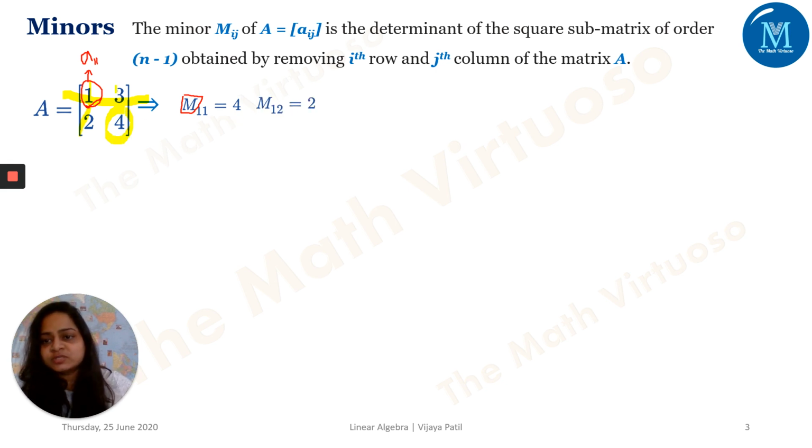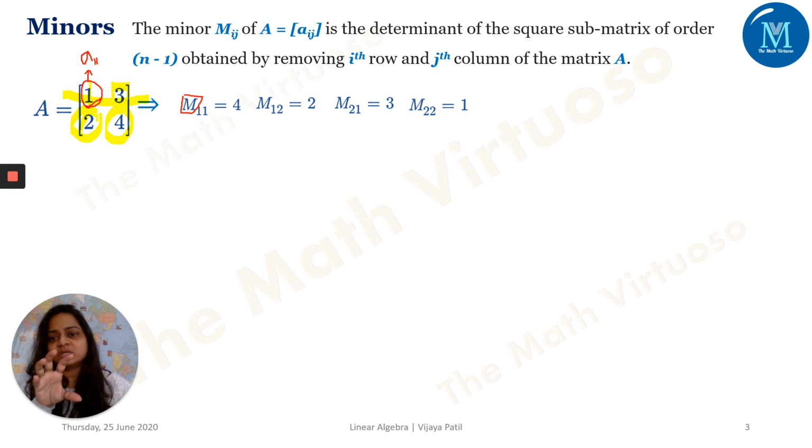Similarly, for M12, I have to talk about the element 3, placed in the first row and the second column. The minor for this 3 is, I have to hide the first row and the second column. What remains is 2, right? Similarly, you can easily understand M21 and M22 as the minors.